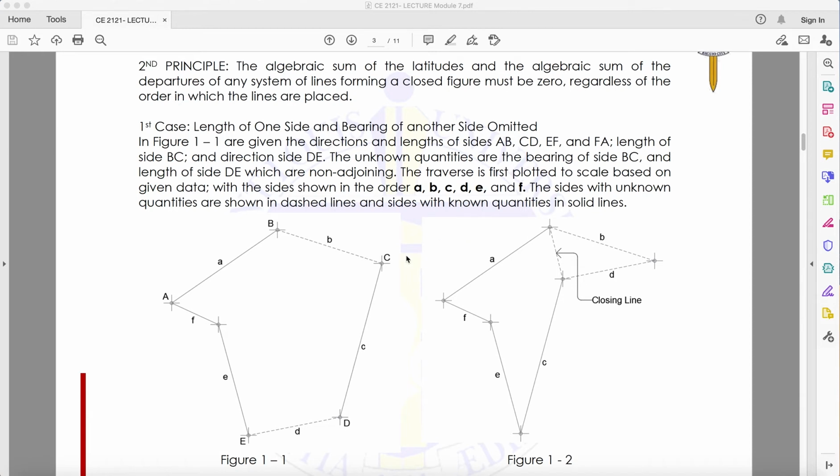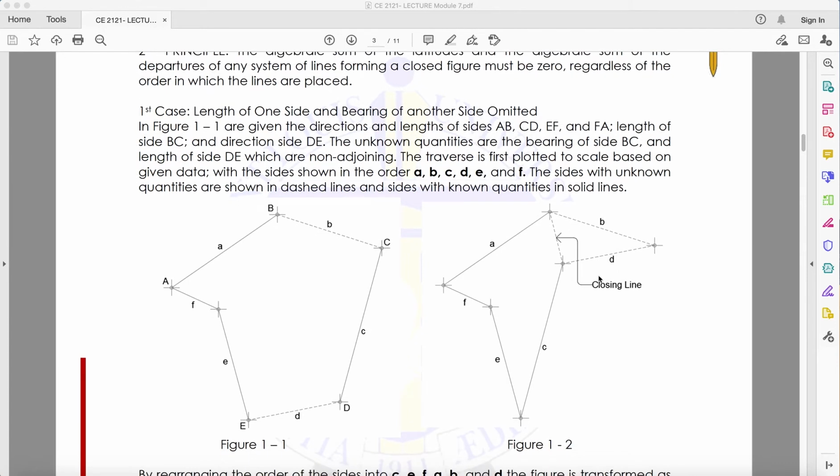Pag nilipat mo, parallel pa rin siya. So that yung departure and latitude hindi mag-iiba. So nung nilipat, parehas lang din. This line, if you're going to extend it, and this line, if you're going to extend it, they are both parallel. Okay? Pinagdugtong na natin yung D and B. Okay? Now, it will now be closed by a closing line.